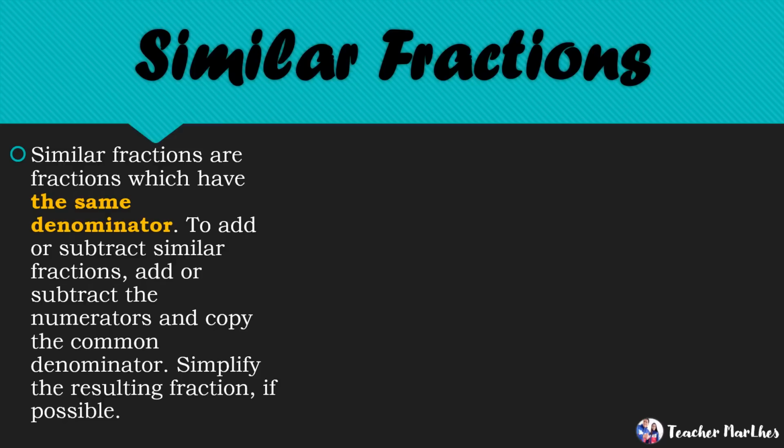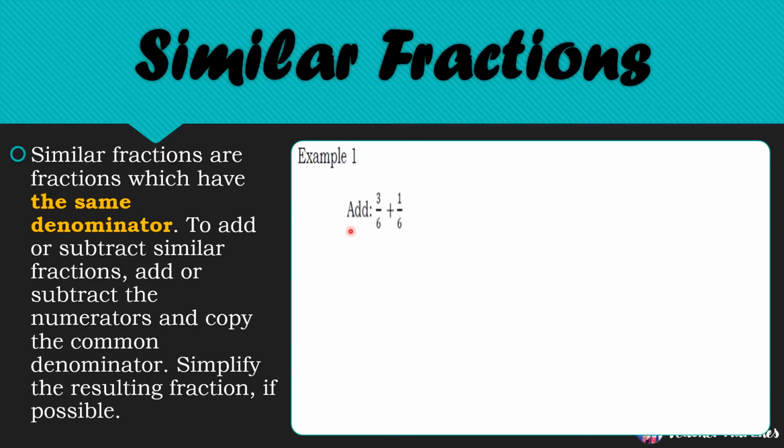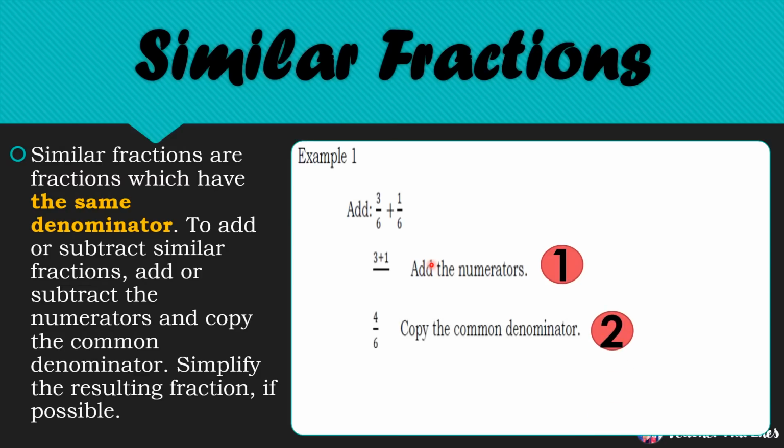So, tandaan, pag sinabi nating similar fraction, pareho ang denominator. Same denominator. Example, add 3 over 6 plus 1/6. So, 6 and 6 ang denominator. So, this is an example of similar fraction. So, number 1 is to add the numerator. So, 3 plus 1. Then, copy the common denominator. So, we have 6. 3 plus 1 is equal to 4. Copy the denominator, 6. So, the answer is 4 over 6.